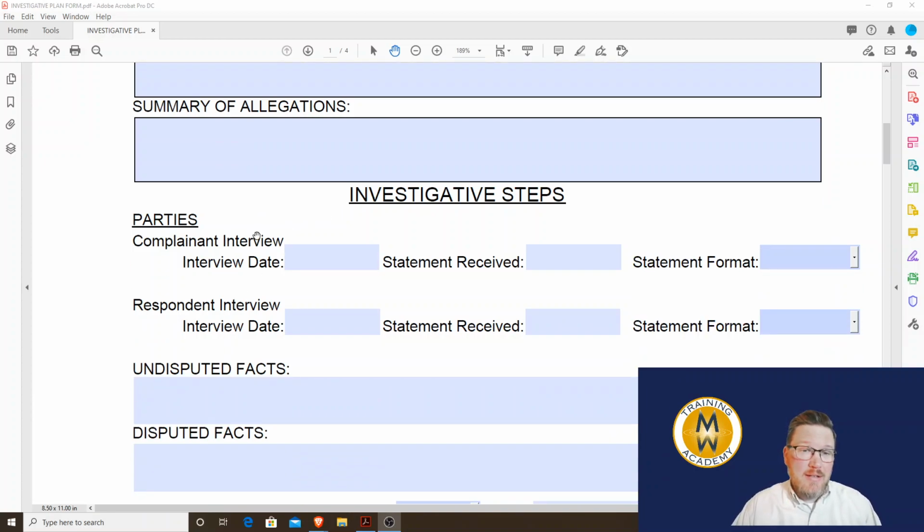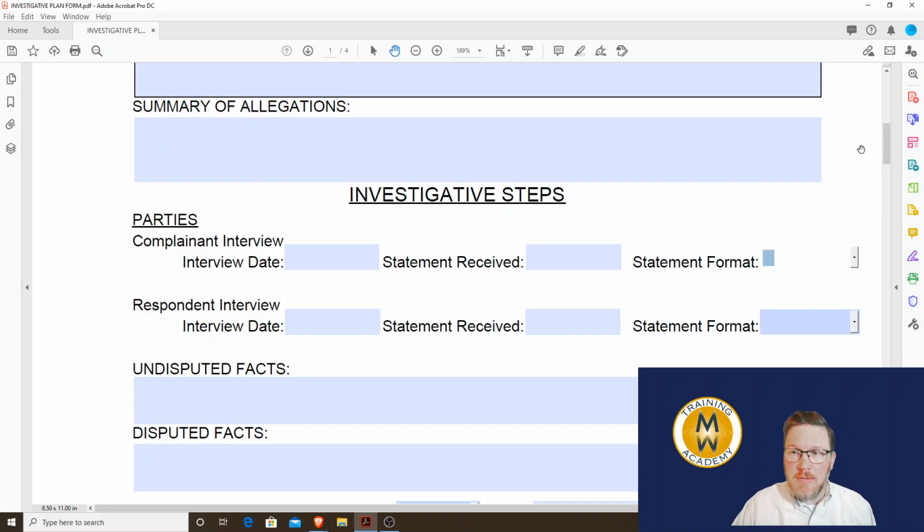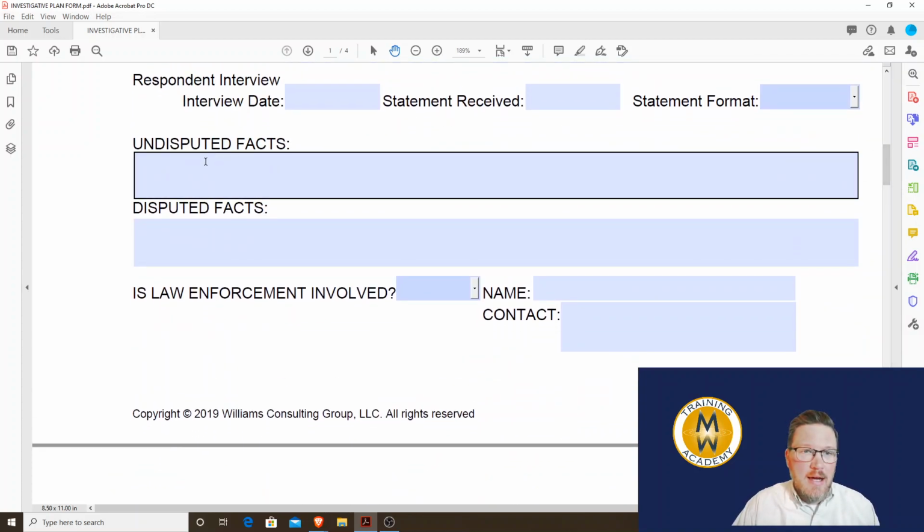Your initial steps are to interview the complainant and the respondent. So the interview date, the date that you got a statement, that could be completed during the interview, so then it would be the same date, or it could be at a later time, and then the format of the statement for both. Once you have those 2 statements, you have some facts that are disputed and some that are undisputed. What I mean by that is undisputed could be that they're coworkers, that they were both in the break room, that they were consensually kissing, and that he touched her breasts. The disputed fact might be the consent part of it, where he is claiming that it was consensual and she's claiming that it's not. Or any variation.